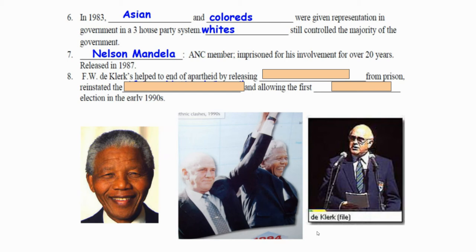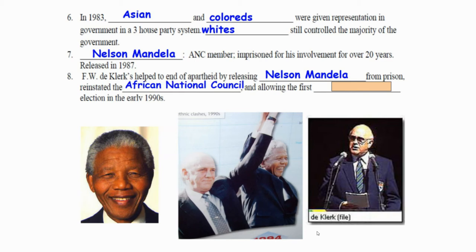Not much was heard or seen of Mandela for the many years that he was held captive, but he still was a powerful presence in what was happening in that nation. By the time we get closer to the 90s, South African President F.W. de Klerk helped to end apartheid by releasing Mandela from prison, and he reinstated the African National Council.